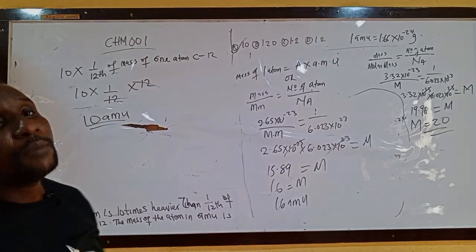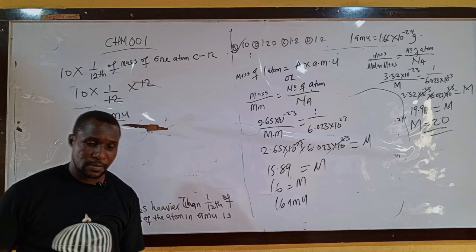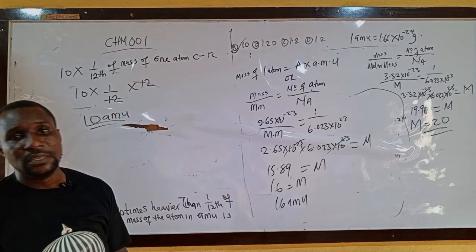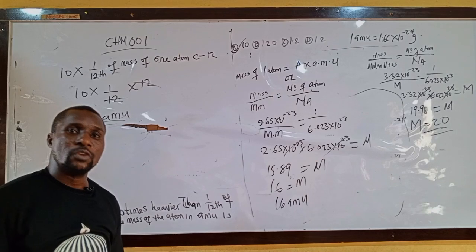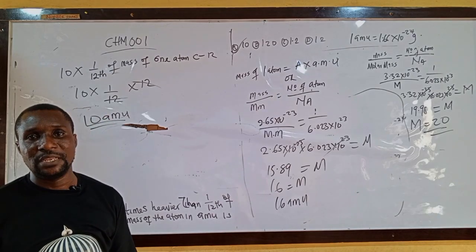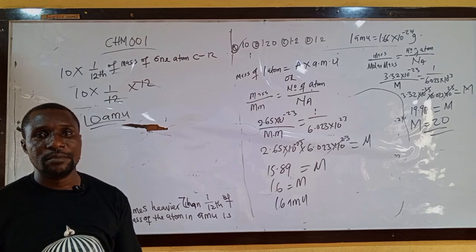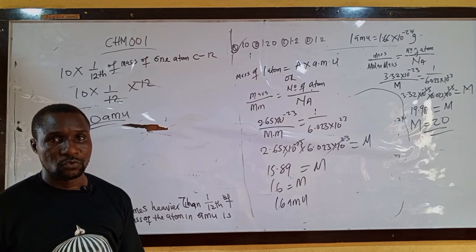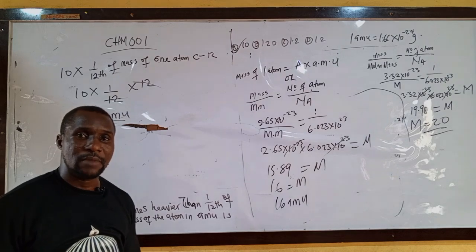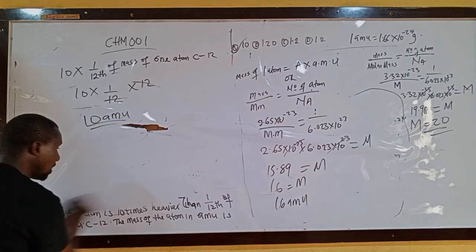Please, let me quickly talk on gram atomic mass. Gram atomic mass is expressed in gram. Relative atomic mass can be expressed in atomic mass unit. But gram atomic mass, the unit is given as gram, while relative atomic mass can be expressed in atomic mass unit.